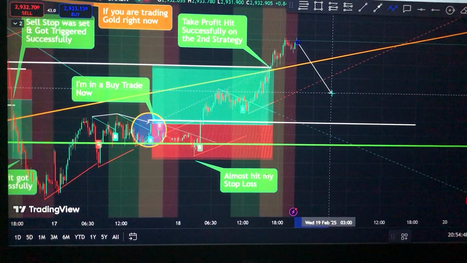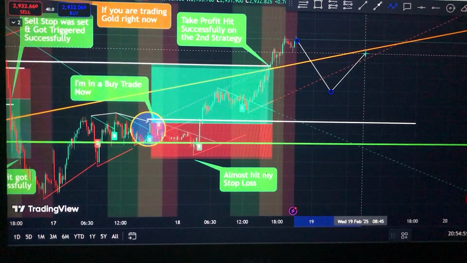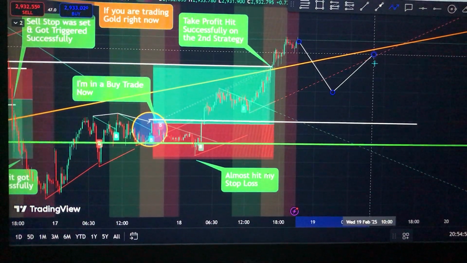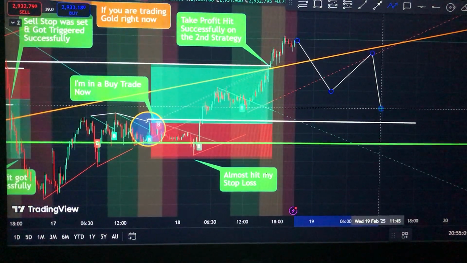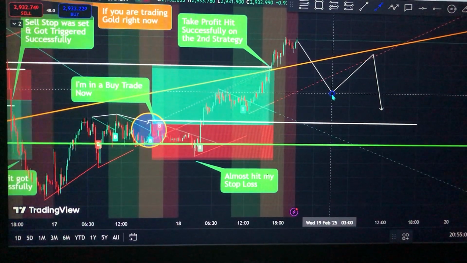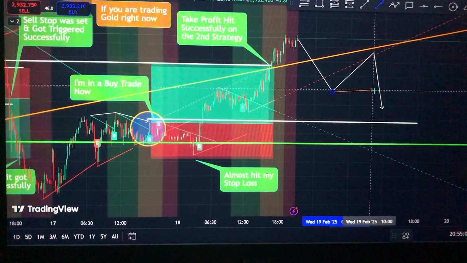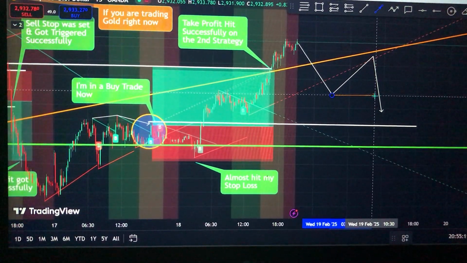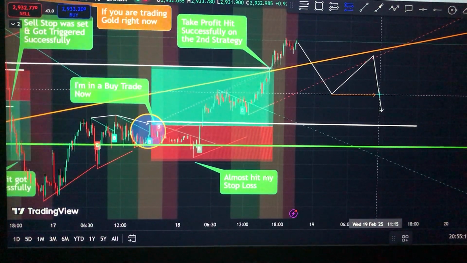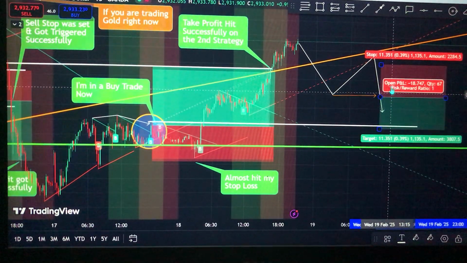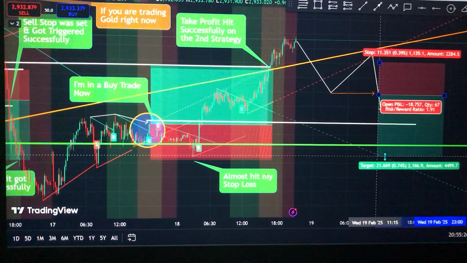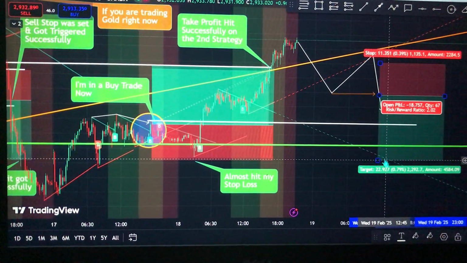Let's say price goes in like this, and then it might come to the top and then break these points here, this low here. So if this happens, what I'm going to do is I'm going to enter a sell stop here and go for a risk reward ratio of 1:2, like this.